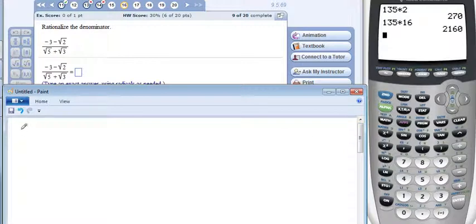So what do we have here? We have minus 3 minus root 2 over the square root of 5 plus the square root of 3.